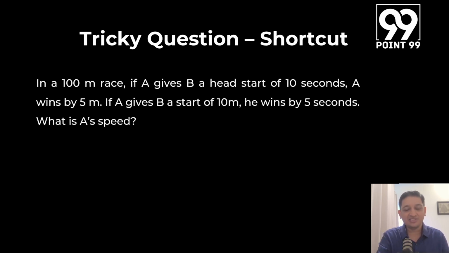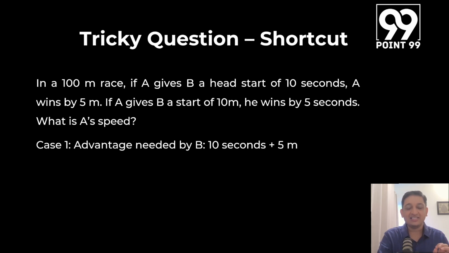Exactly the same question. Now you have to think about it in these slides. Case 1. What was the advantage that was needed by B to finish with A? If B wanted to finish with A, A had given B a head start of 10 seconds. So B needed that advantage of 10 seconds. And also B needed another advantage of 5 meters. So B needed a total advantage of 10 seconds plus 5 meters to start with A and finish with A.